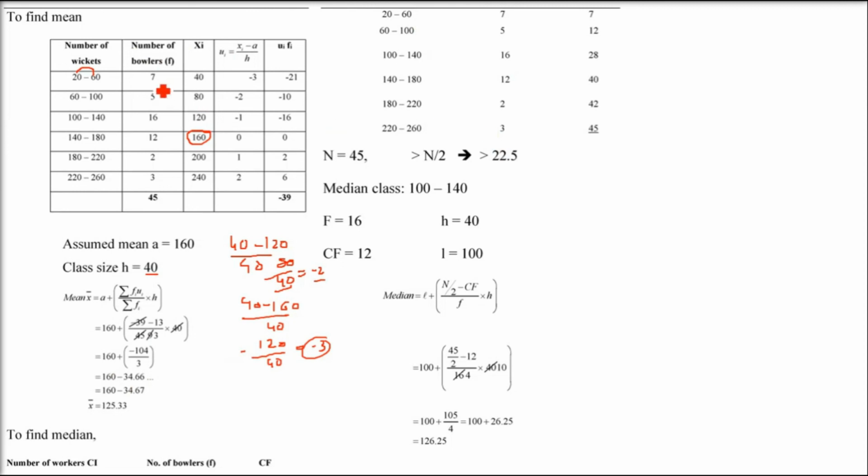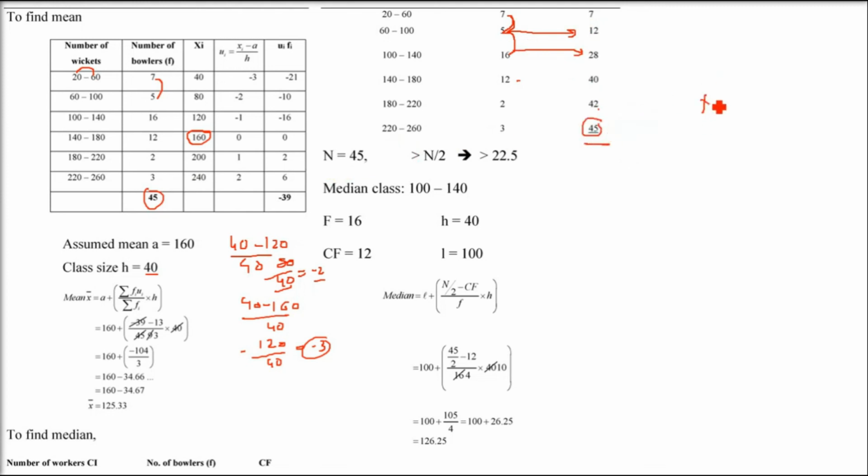The table is already there. Here you have to find the cumulative frequency. 7 plus 5 gives 12. 7 plus 5 plus 16 gives 28. 7 plus 5 plus 16 plus 12 gives 40. 7, 5, 16, 12, 2 gives 42. Adding all of them, you get 45. Now you see, n, the total number, is 45.